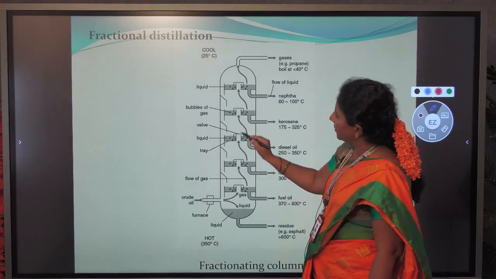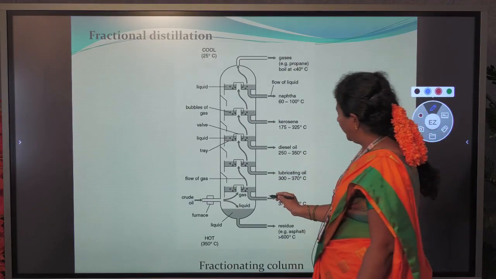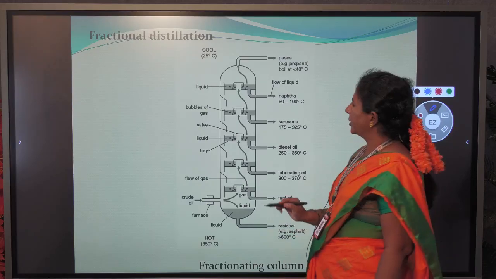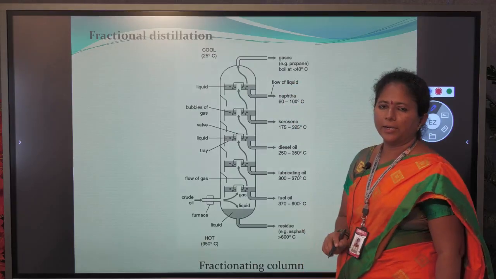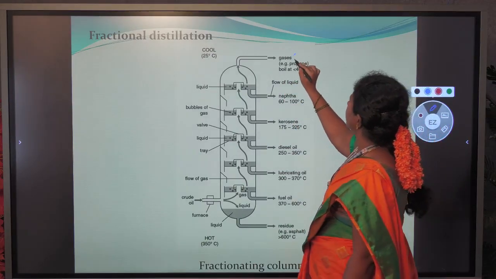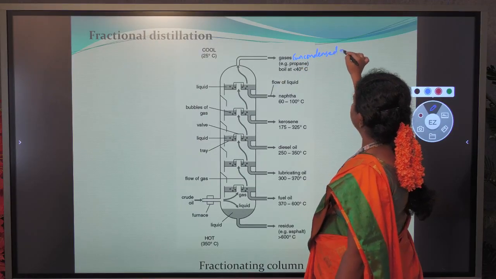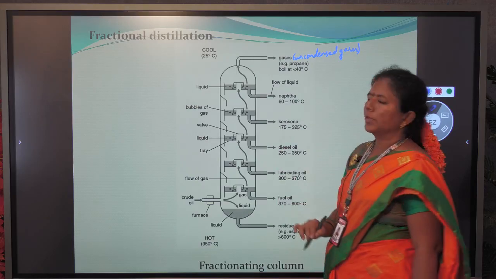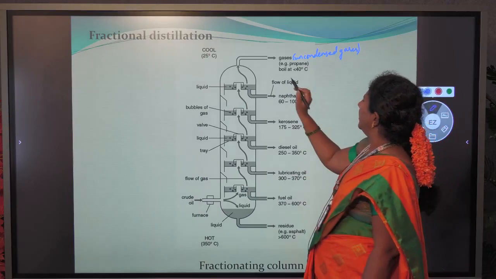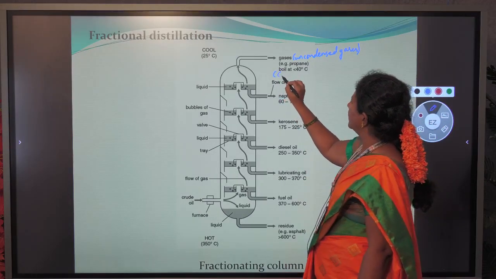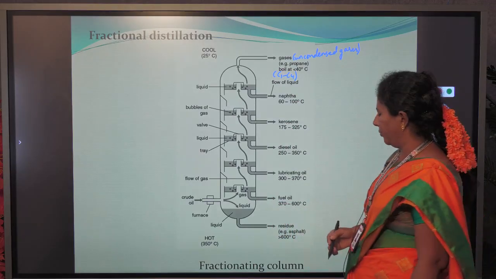So as the vapors are moving up, the fractions which are having high boiling point will be coming out first, and the fractions having low boiling point in the last, and in the last we will be getting the uncondensed gases, which have boiling point less than 40 degrees centigrade. Here we will be getting the hydrocarbons from C1 to C4. That means methane, ethane, propane and butane.